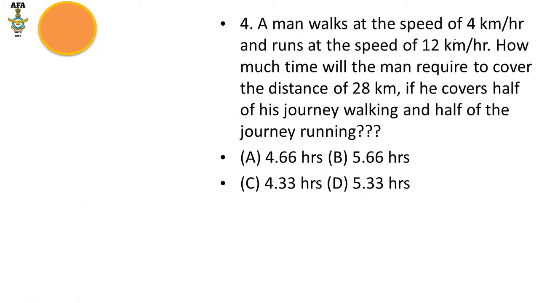So a man walks at a speed of 4 km per hour. These questions are very basic level as this is the first class of speed, distance and time. So I have taken questions of very basic level. So the man walks at the speed of 4 km per hour and runs at the speed of 12 km per hour. How much time will the man require to cover the distance of 28 km?